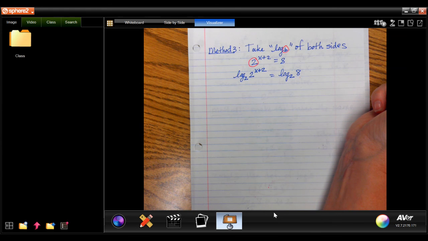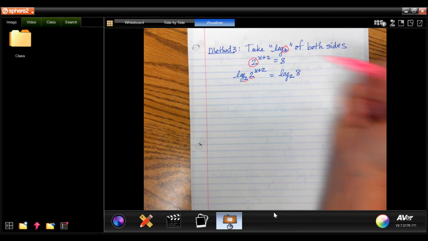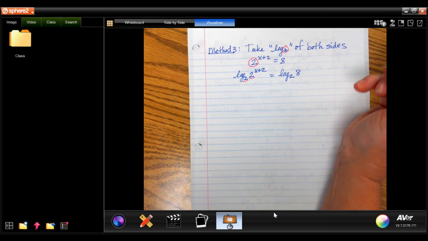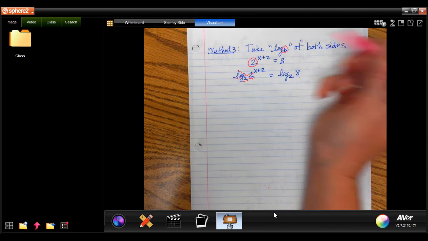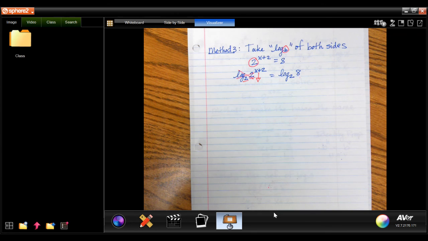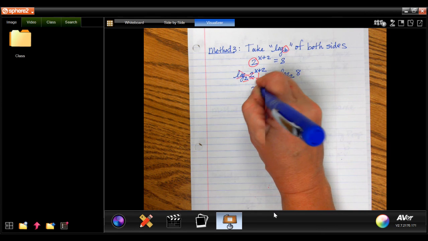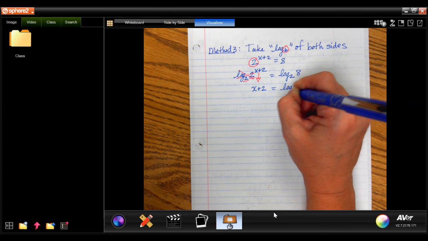Now remember, I said at the beginning that what undoes an exponential? A log. Do I have the bases the same? Yes. As long as the log base is the same as the base of the exponential, they undo each other. So those would be gone. And this item in the exponent drops down. So I would have x plus 2 still equal to log base 2 of 8.